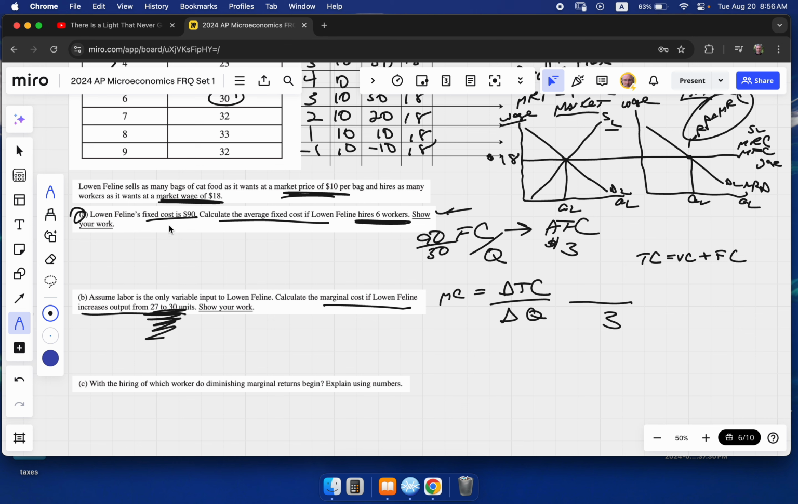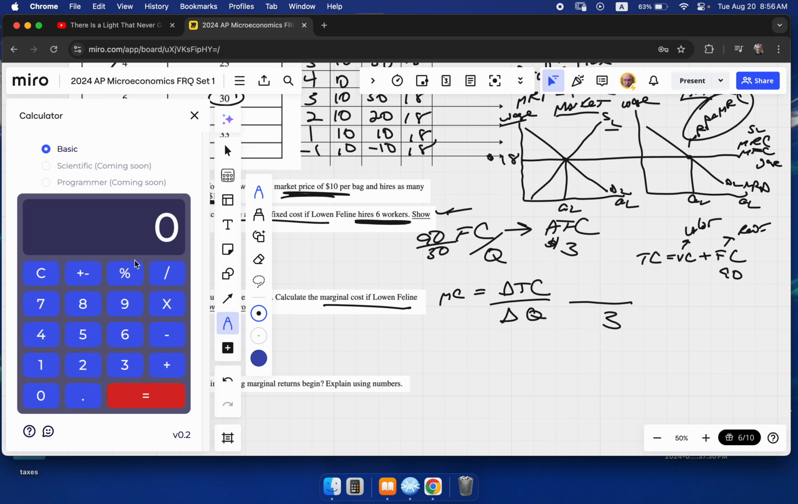So our fixed cost here they gave us is 90. Our variable cost would be the number like labor. Fixed cost is usually like rent, and variable cost is usually labor, almost specifically labor. So at 5 units, our variable cost would be 5 times 18. Let's pull out the trusty calculator here. 5 times 18 gives us 90. So our total cost would be 180 for 5 workers.